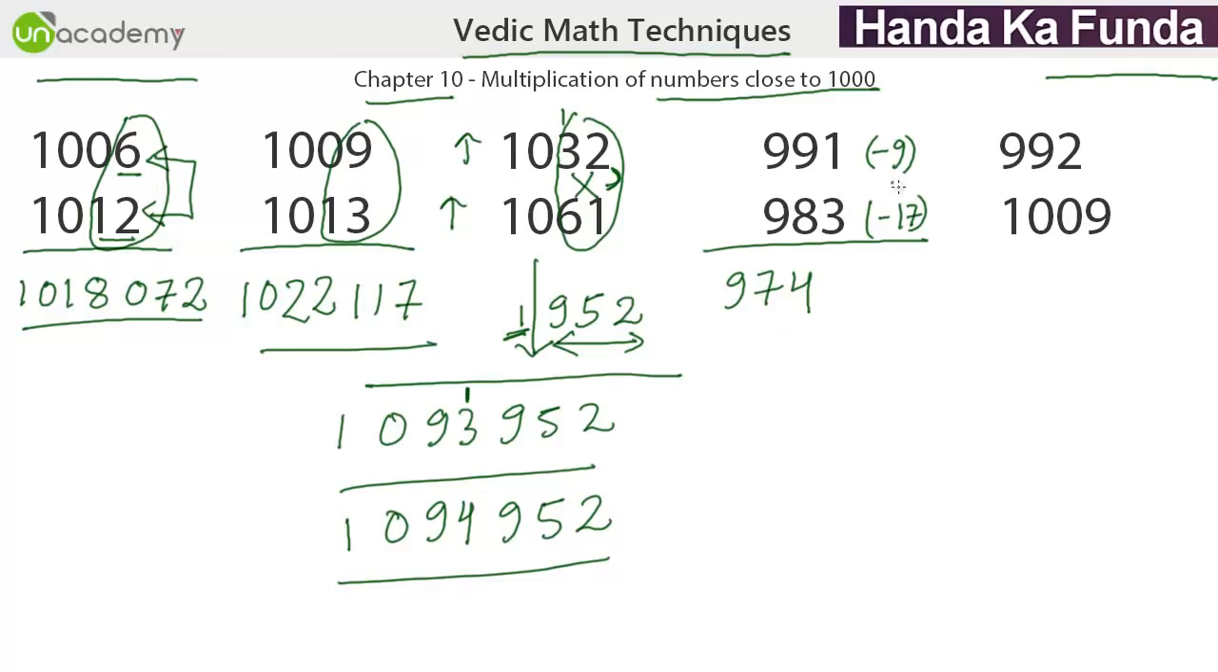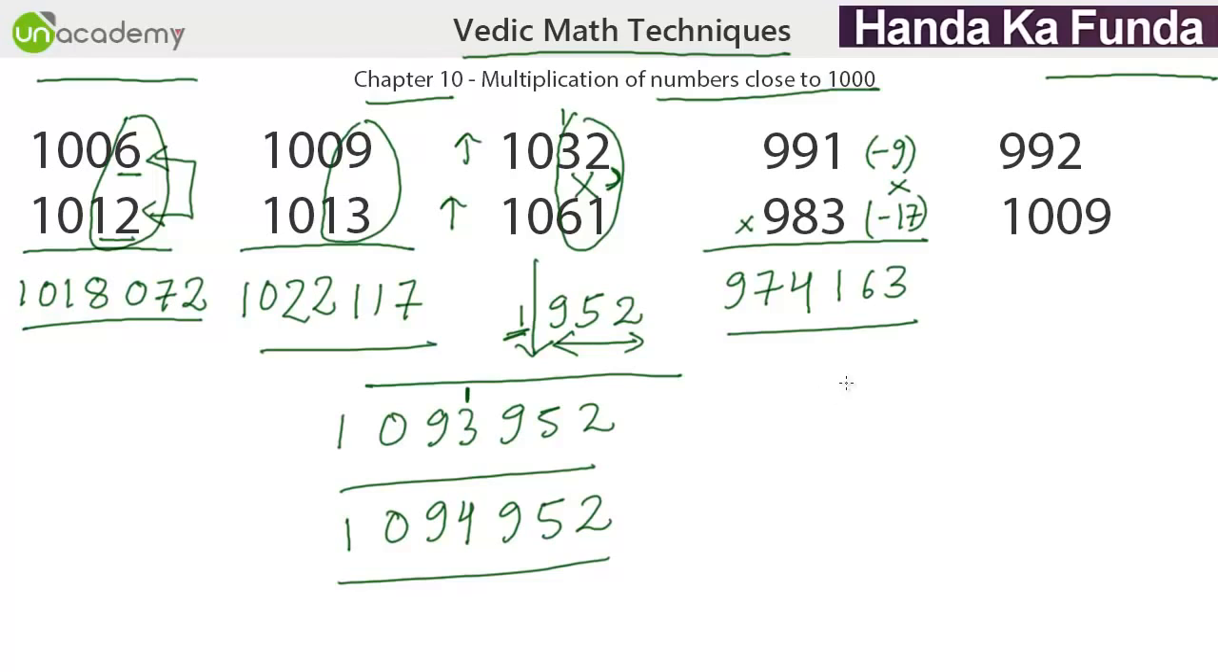And what will be the last part? The last part will be the product of -9 and -17. How much is that? 9 into 17, 170 minus 17. So that will give me 163. And my overall answer will be 974163. Could you have imagined doing this calculation this simply?